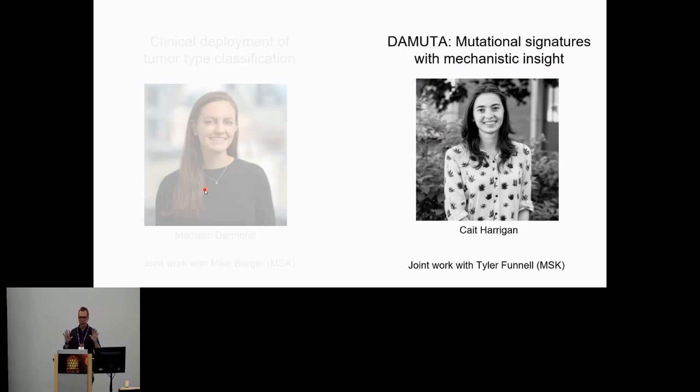Okay, switching gears. I'm going to talk about something that is maybe a little bit translational, a little more translational than a normal mutation signature talk. This is work done by Kate Hartigan, joint work with Tyler Funo at MSK. We rely a lot on OICR for compute, and Kate is at the University of Toronto.